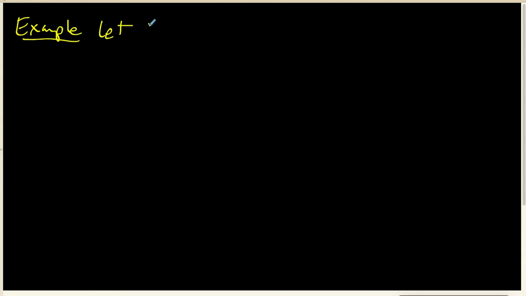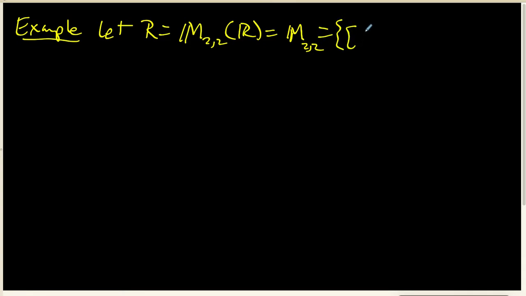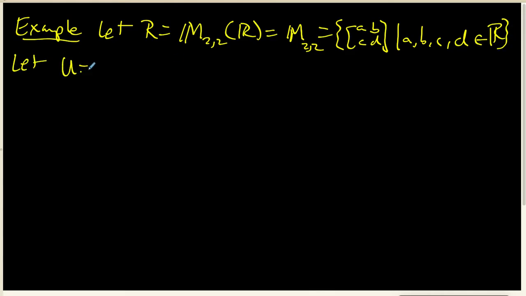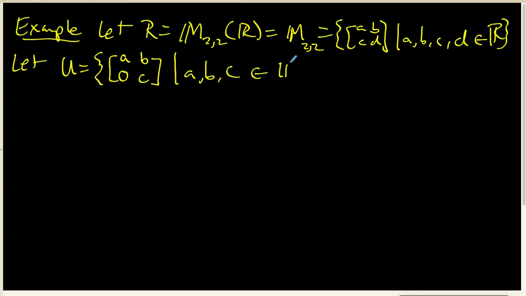I'm going to let my ring R be the set of 2 by 2 matrices with real entries, and we're just going to shorten that to M22. So this is the set of things that look like A, B, C, D in matrix form, where A, B, C, and D are all real numbers. And I'm going to let my subring be the set of upper triangular matrices. In other words, U is the set of matrices that look like A, B, 0, C, where A, B, and C are all real numbers.